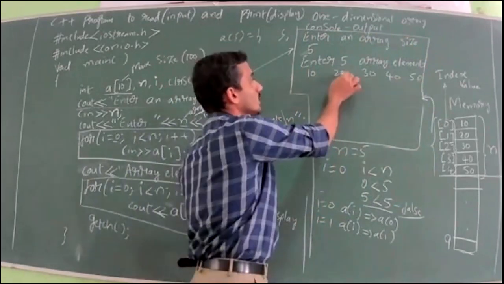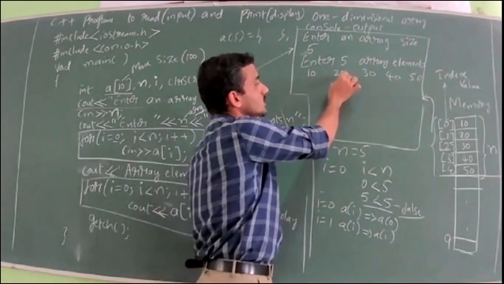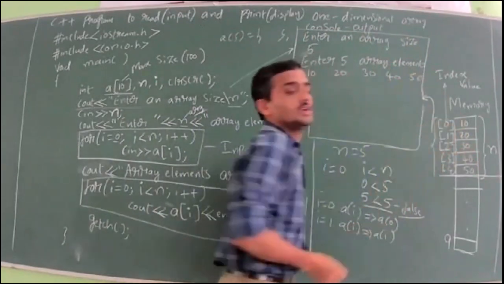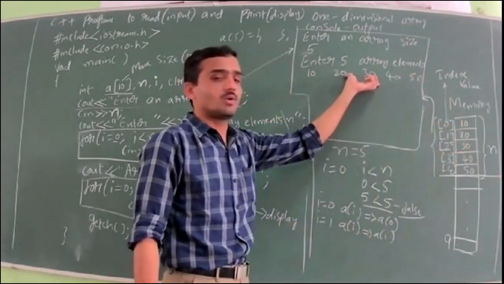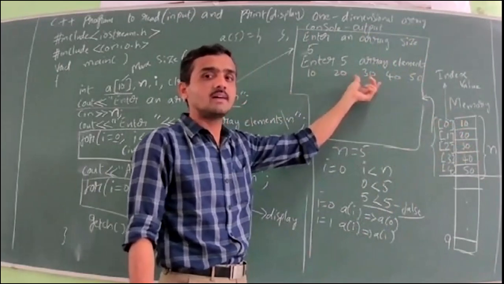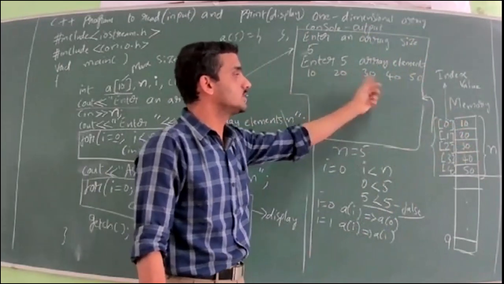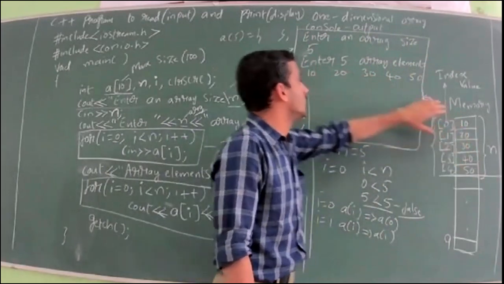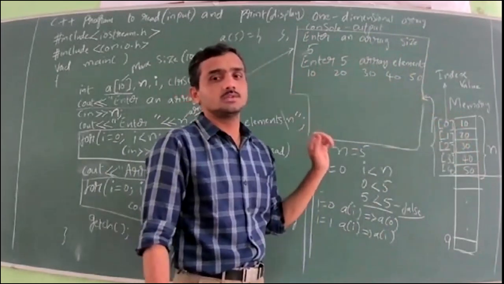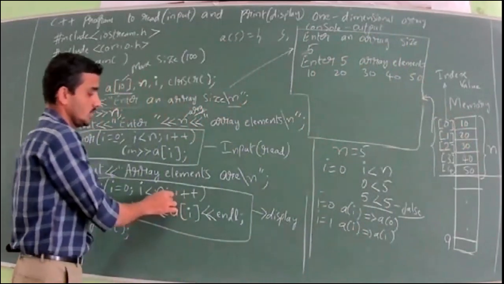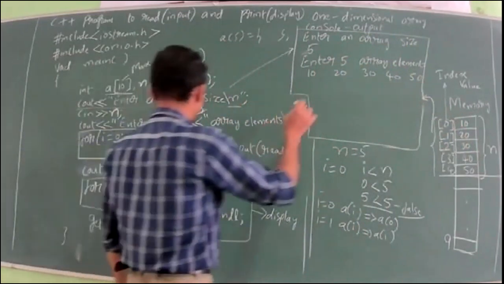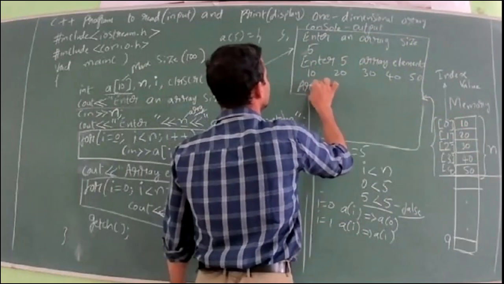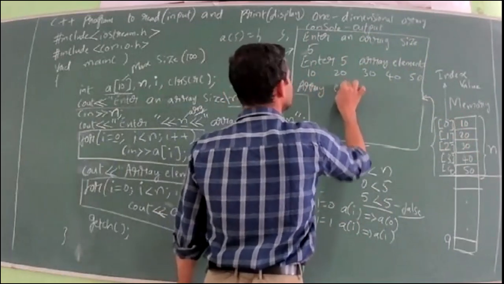So this is what we have done: input. We have entered the values from the keyboard, and these values are stored in computer memory. They are not displayed yet. Whatever value is stored in computer memory will be displayed again on the screen. So for that we have to write this code. Before it displays the values, one message should be displayed, that is "array elements are".